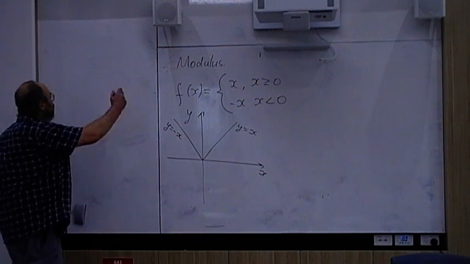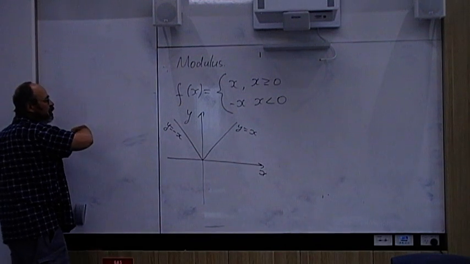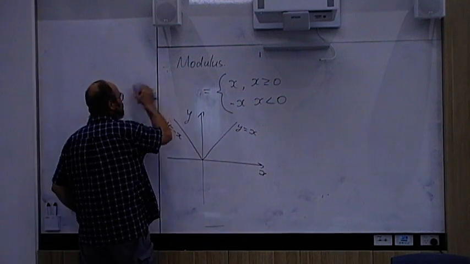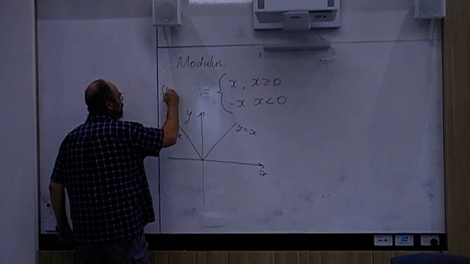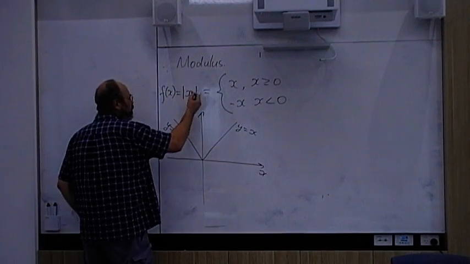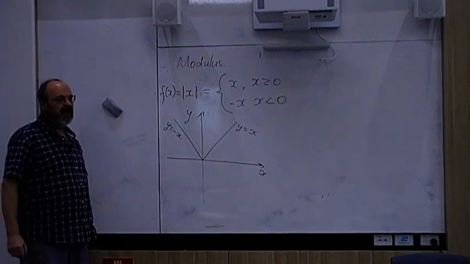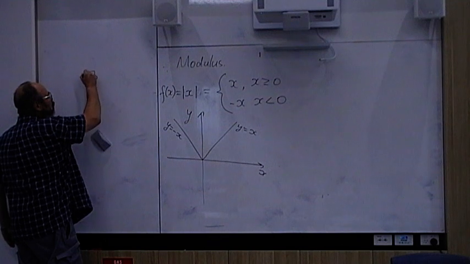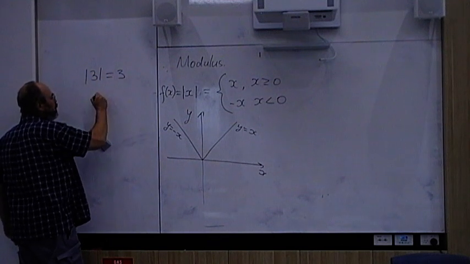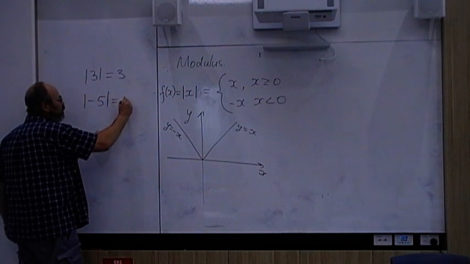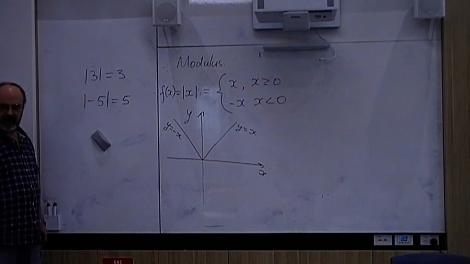So modulus is denoted, probably need to write this, f of x equals, notation is two vertical lines. So if you take, for example, modulus of a positive number, for example, modulus of 3, it's exactly equal 3. But if you take modulus of a negative number, modulus of negative 5 is positive 5.